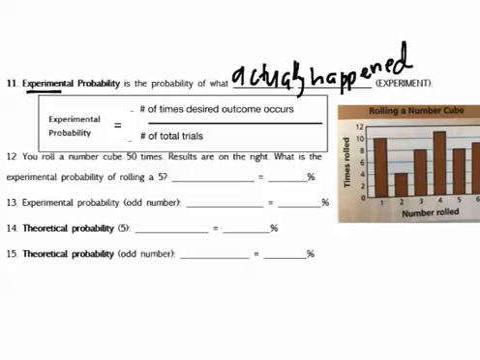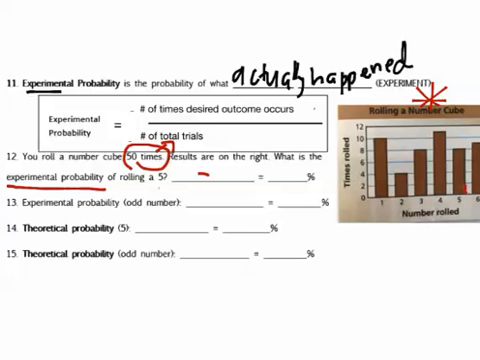So in number 12, we're going to look at this data in the graph, because it says we're looking for experimental probability. Question 12. You roll a number cube 50 times. 50 times tells me that's the number of total trials, so it's going to be on my denominator. The results are on the right. What is the experimental probability of rolling a 5? So let's think about our fraction. We have the number of times the desired outcome occurs. What is the desired outcome in this question? Well, rolling a 5. That's what they want to know.